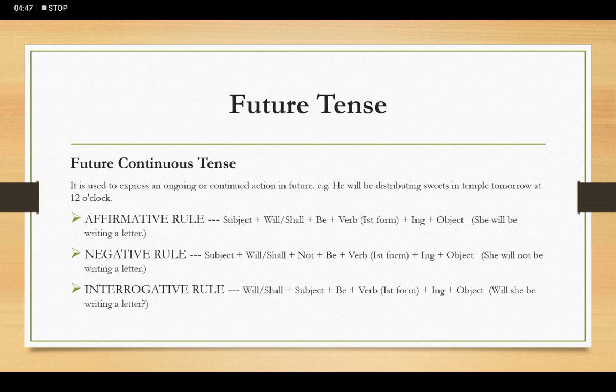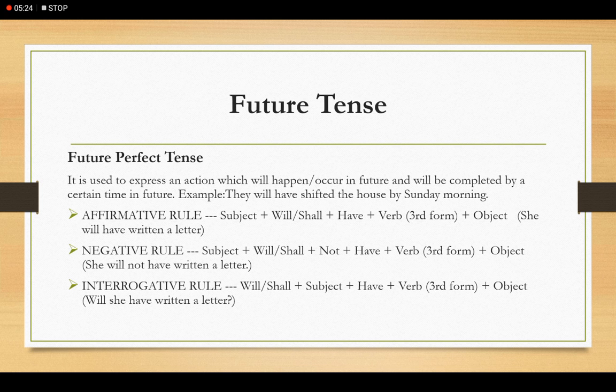In the future continuous tense, the verbs are used to express an ongoing or continued action in future time. He will be distributing sweets in the temple tomorrow at 12 o'clock. So a continuous activity of distributing sweets, but that will take place tomorrow, that means in future time at 12 o'clock. So the verb form is will or shall plus be plus verb with ing.